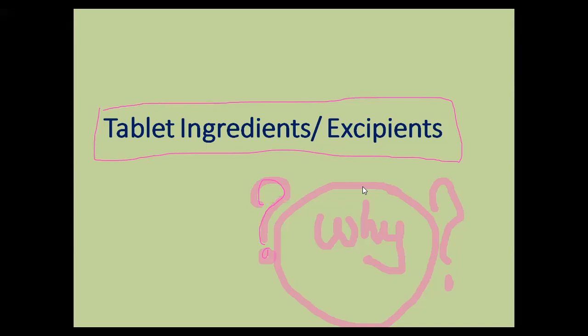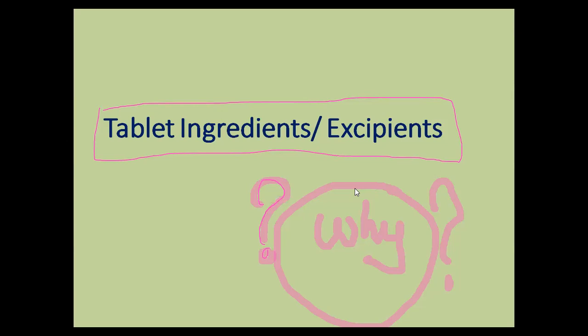It can be for masking. It can be for making the formulation stable. It can be used to have a functional coating. Okay, you can have a good color. You can have a good flavor. So all these things can be done with the help of the excipients.